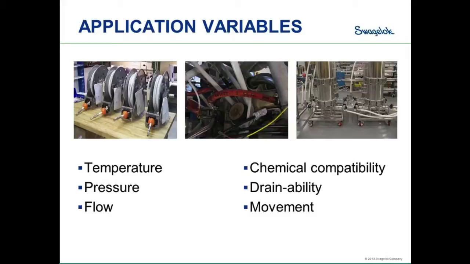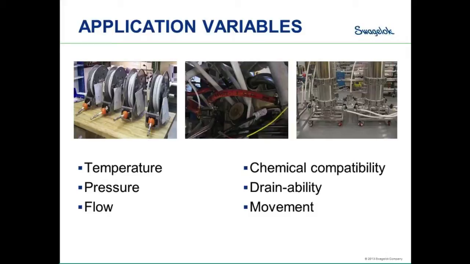Flow. It's also important when you look at designing a system, what is the smallest orifice or opening of a hose assembly? So if you're working with a half-inch hose, what is the true inside diameter or minimal diameter of that product? Because that's how you're going to get your flow measurements. Chemical compatibility. What is the media and how is it going to impact both the hose and end connections?